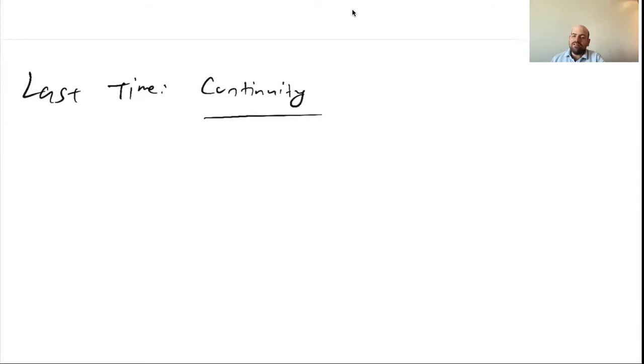And we also define continuity on an interval. So let's say on an open interval, half open, half closed interval, and also on a closed interval, we define continuity. And we also saw some properties of continuity.